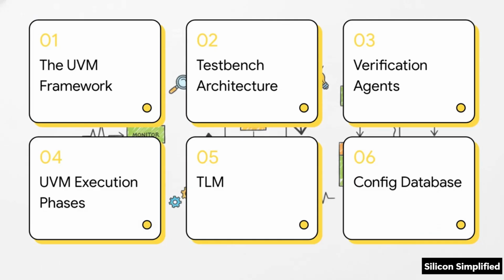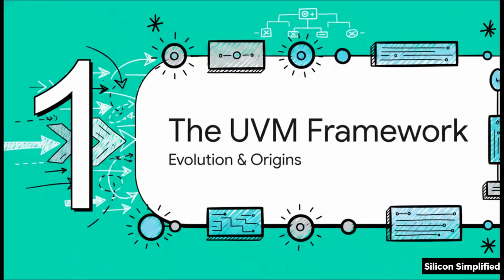So, here's our blueprint for today. We're going to start with the UVM framework and the UVM Testbench Architecture. From there, we'll hit the verification agents, the UVM execution phases, transaction-level modeling, or TLM, and wrap it up with the UVM configuration database. Okay, let's dive right into Section 1, the UVM framework.